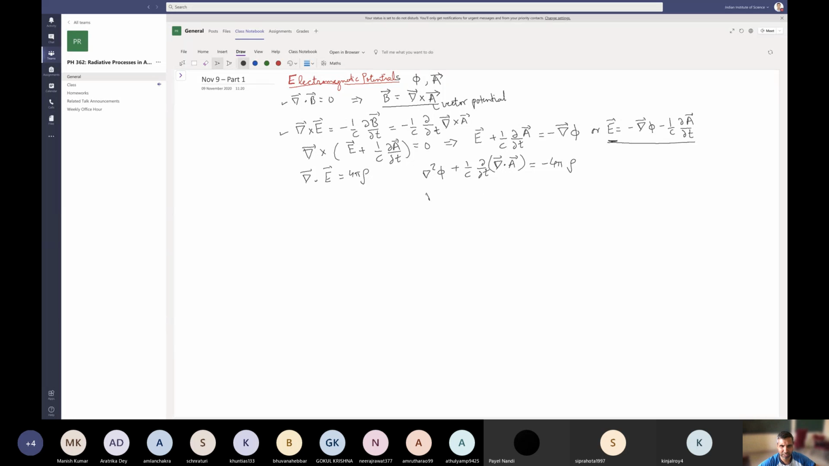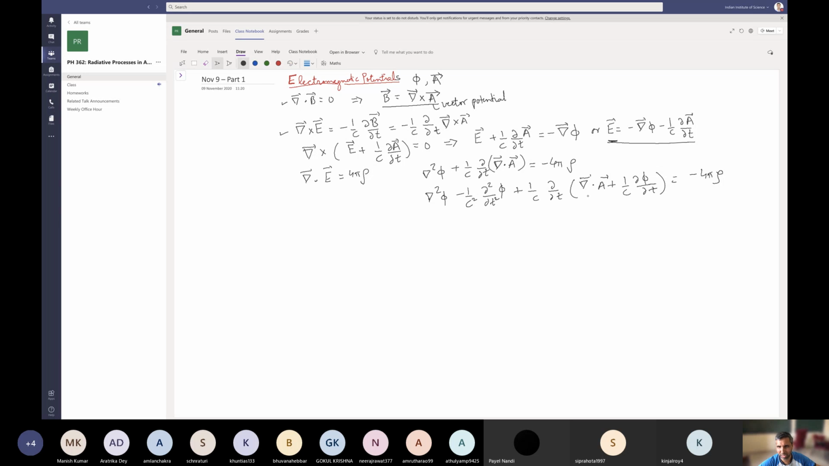We can actually write it in a slightly different, suggestive form. Del squared phi plus 1 by c d/dt of del dot A, plus 1 by c d/dt of (1 by c dphi/dt), is equal to minus 4 pi rho. It's the same equation. I've just added and subtracted this term. Okay, so this is for this one.